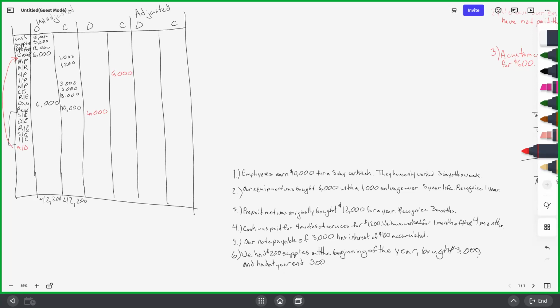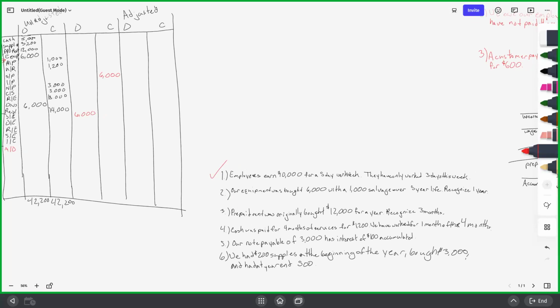We're gonna start running through these now. So we already have number one. So our equipment was bought at $600 with a $1,000 salvage value over 5 years of life, recognized 1 year. So what is our journal entry typically for depreciation? Depreciation expense, 1,000. Depreciation 1,000. Perfect. And do we all understand how we got there? Well, we're not gonna put it there actually, because that'd be confusing.